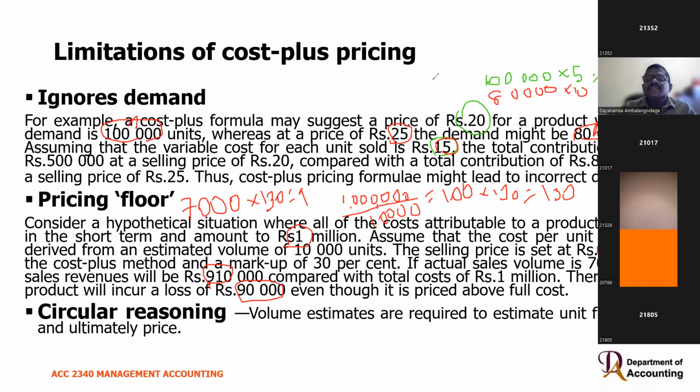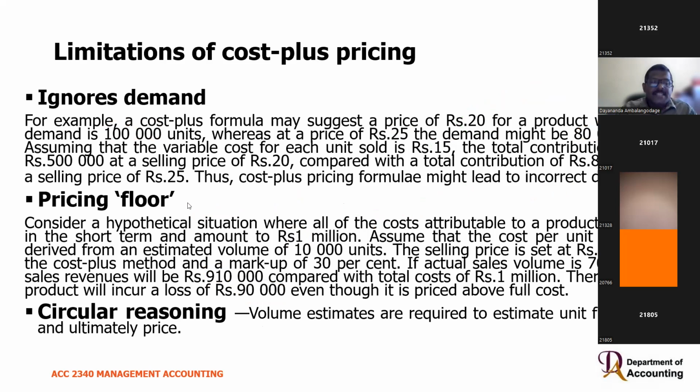There are three limitations in cost plus pricing. One is it ignores the demand. The other one is the pricing flaw, and the last one is circular reasoning.